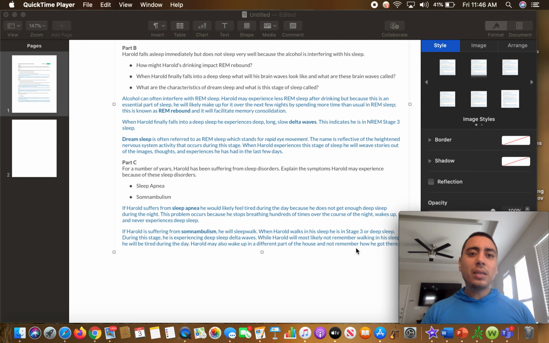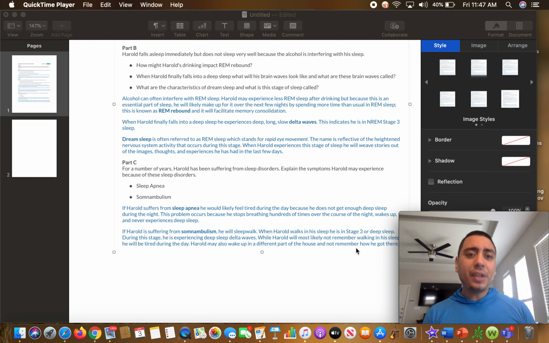Now, when Harold falls asleep, what the brain waves will look like is very slow, deep, long delta waves. The delta waves are the waves that are associated with NREM stage number 3. So that's the non-rapid eye movement stage number 3, in which we produce delta waves, and we are a lot closer to REM sleep, where we are actually completely dead asleep dreaming. So let's go ahead and answer this part B.